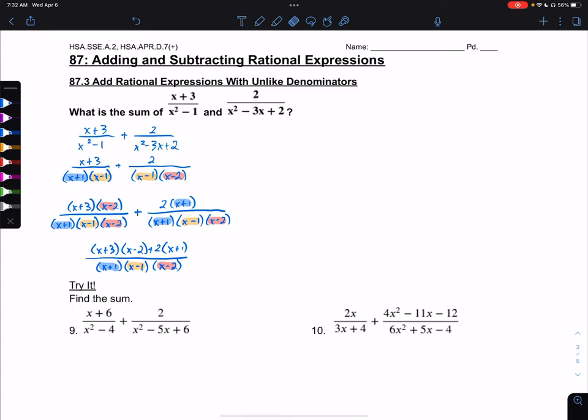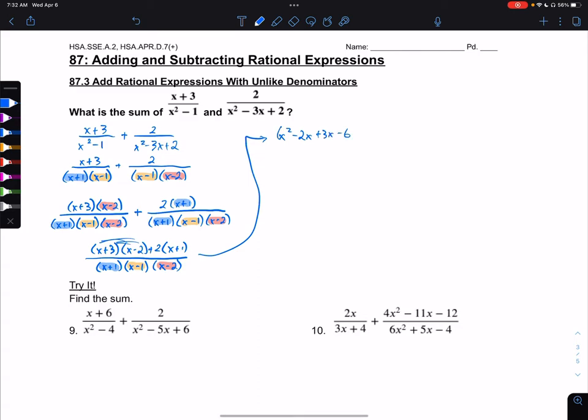All right, now our next step, we're going to start to do some work in the numerator. So the two expressions, the x + 3 and the x − 2, I'm going to distribute these. So I'd wind up with x² − 2x + 3x − 6.